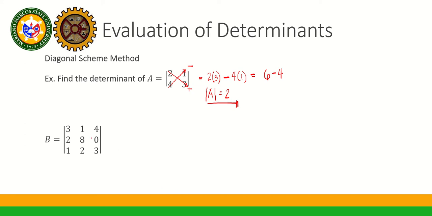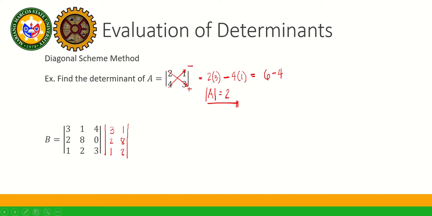Now, paano naman kung 3 by 3 yung matrix natin? That is for 2 by 2 matrix. Paano naman kung 3 by 3 yung matrix natin? So, ang gagawin natin is, ganun pa rin, but we copy the first two columns dito. So, this will be equal to 3, 2, and 1. Tapos, 1, 8, and 2. Ayan. And then, we can proceed to the method.